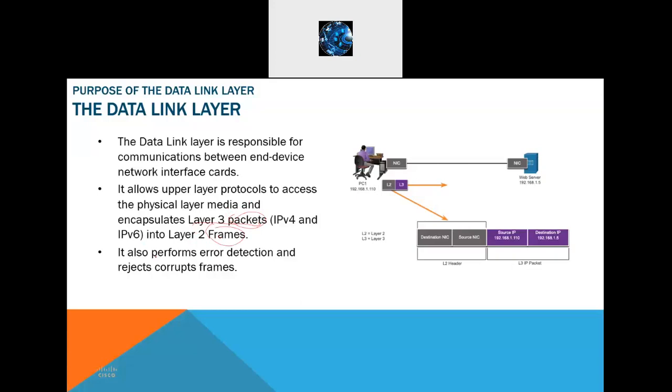It also performs error detection and rejects corrupted frames. Okay. Let's break it down further. What is the most important change we can point to that happens at layer 2? We know that the identity of our data will change from packet to frame. Okay, but this frame, what happens? Why are we calling the data a frame?